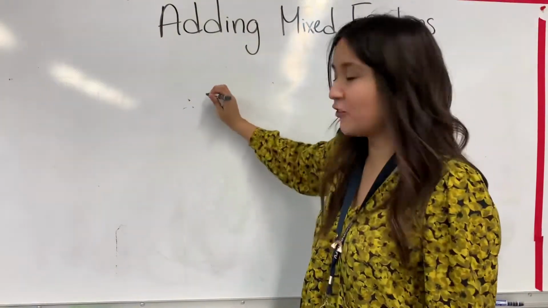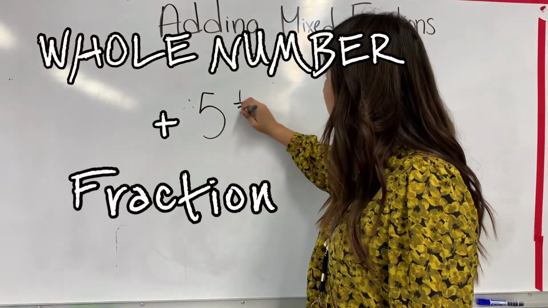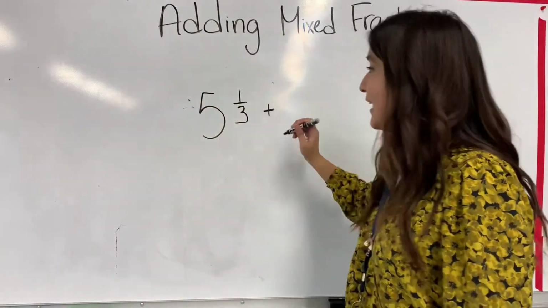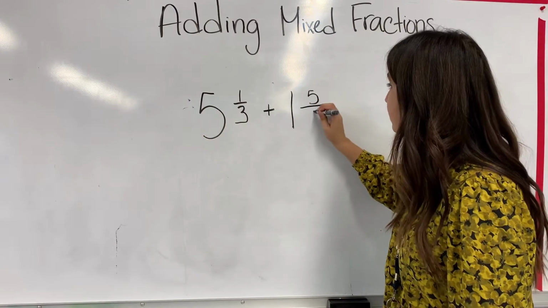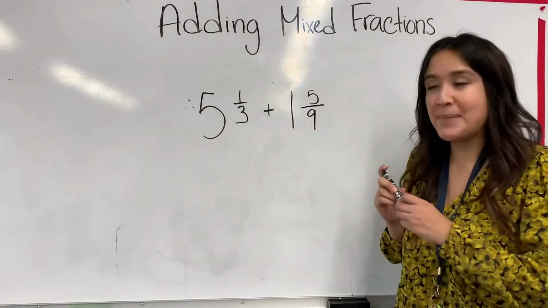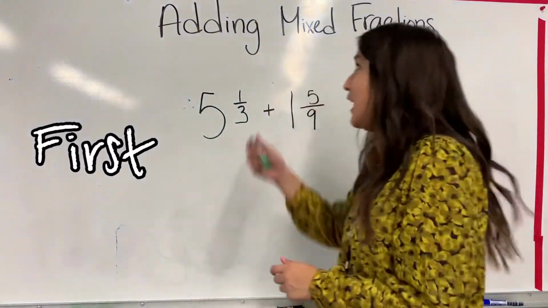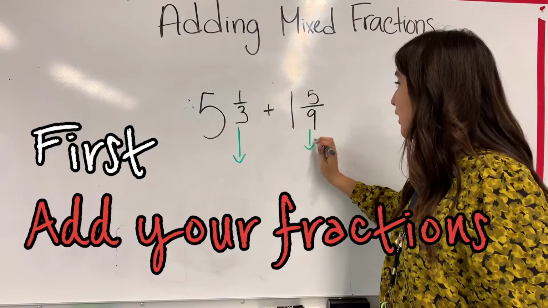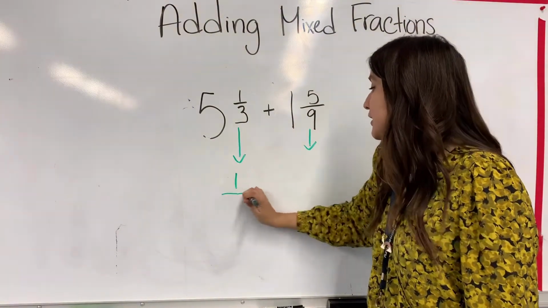This is a mixed fraction. It has a whole number with a fraction. That's a mixed fraction. We're going to be adding mixed fractions. The first thing we do whenever we add mixed fractions is add your fractions first. Ignore the whole numbers, add your fractions first.